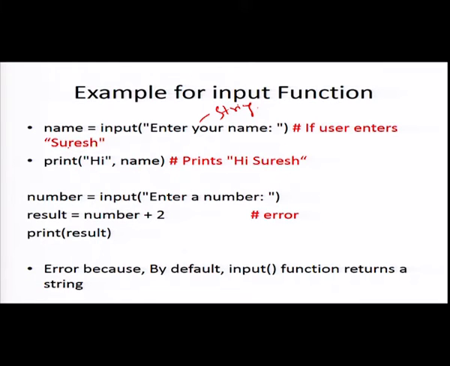If I am going to give it as print, "hi" within quotes, comma, the name, because by default it has captured it as Suresh, it will print as hi Suresh. And then if I give number equal to input, "enter a number", where number is a variable over here, and result equal to number plus 2, print result. Will it print?